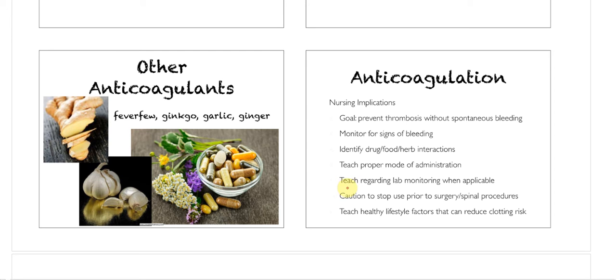We want to make sure that they're aware of how often they need to have lab monitoring and the importance of lab monitoring, given that if you don't monitor it, they could end up getting to dangerous toxic levels and potentially die. We also want to make sure that they are aware of the need to stop prior to surgery or spinal procedures.